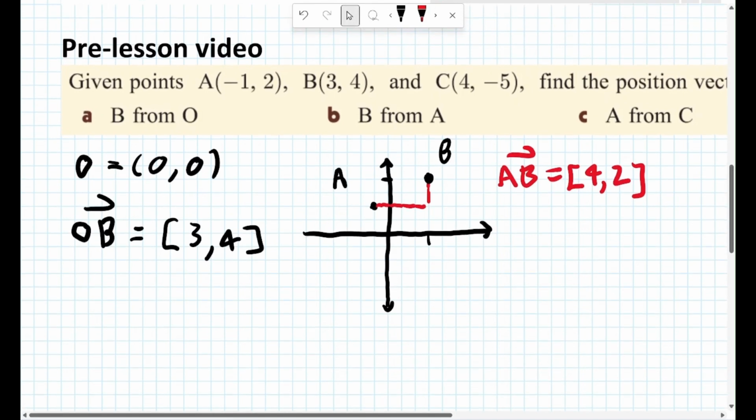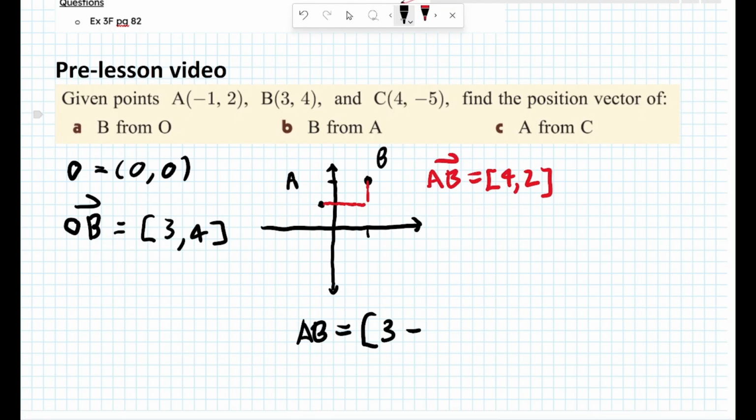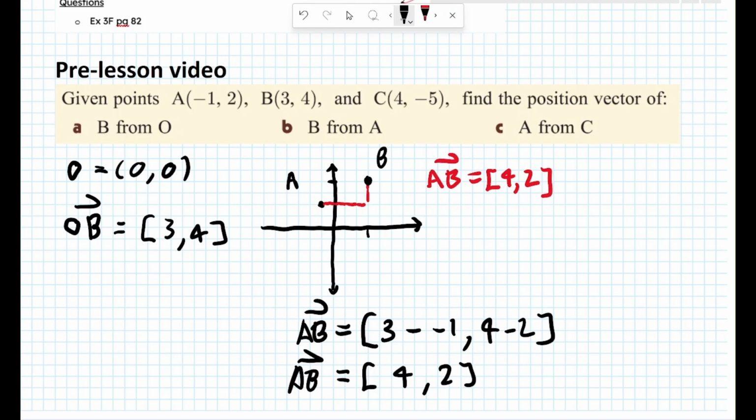Now you don't want to do that working out every time you do a question. So the other way that you can do it is that AB equals, and then you take the coordinates of B, so that's 3, take away the A bit, and then it's the Y bit, 4, take 2. And if you do that, 3 plus 1 gives you 4, and 4 take 2 gives you 2, which is the same answer. So the easier way to do it is how I've done it underneath, but if you're ever wondering why, you can draw a picture and look at how to get to B from A.